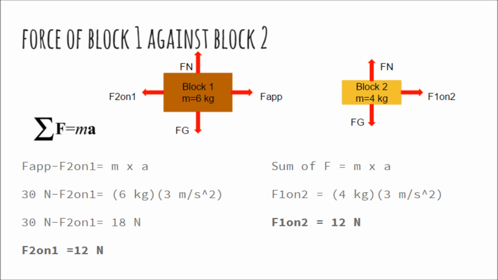And when you input that into Newton's second law equation, sum of the forces equals mass times acceleration, you get that the force of block 1 on 2 equals 4 kilograms times 3 meters per second squared. And you get that the force of block 1 on 2 is also 12 newtons. So this just goes to show that the force of block 2 on 1, or vice versa, block 1 on 2, will always be the same, and in this case it is 12 newtons.